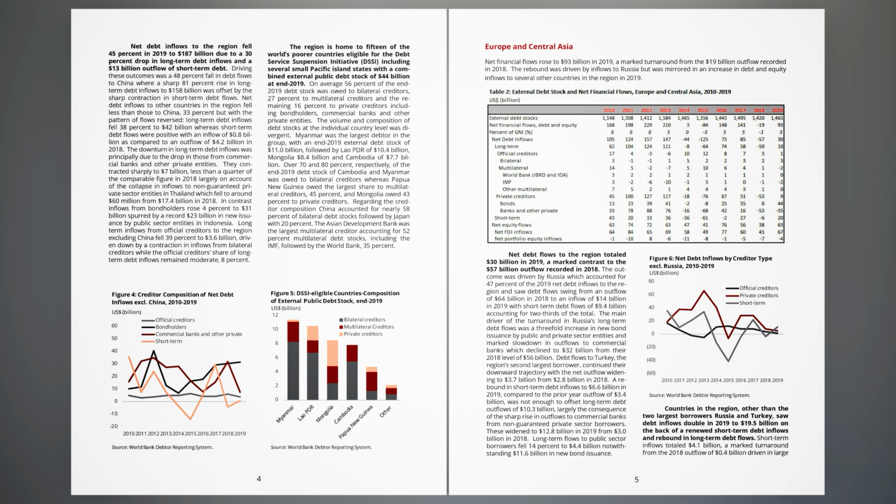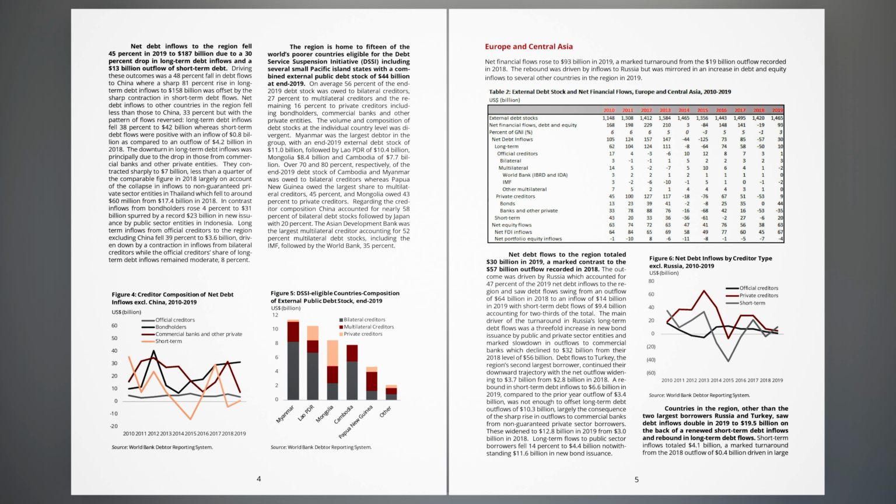Net debt inflows to other countries in the region fell less than those to China, 33%, but with the pattern of flows reversed. Long-term debt inflows fell 38% to $42 billion, whereas short-term debt flows were positive, with an inflow of $0.8 billion as compared to an outflow of $4.2 billion in 2018.